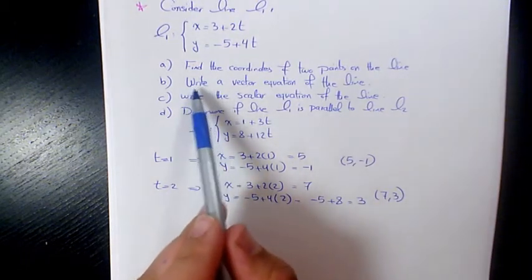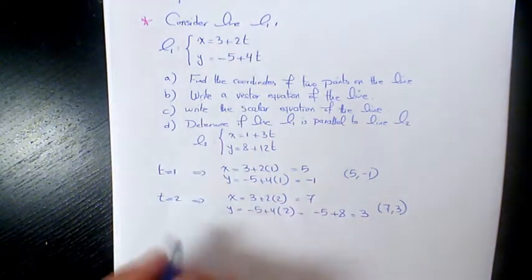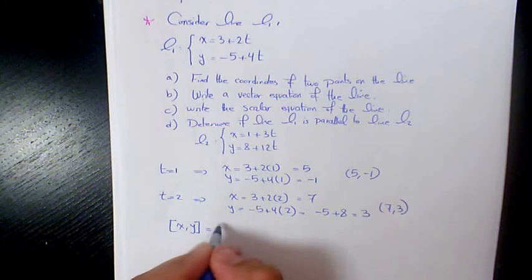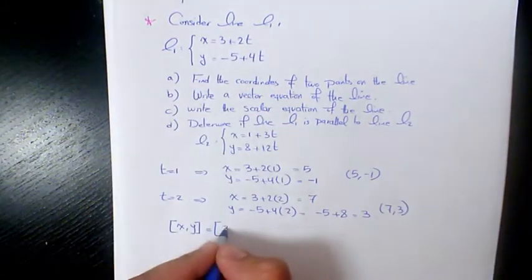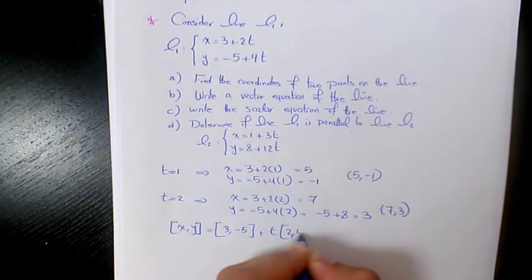In part B, it says write the vector equation of this line. Here we have it in parametric form. If I want to write it in vector form, it's going to be (3, negative 5) plus t times (2, 4).